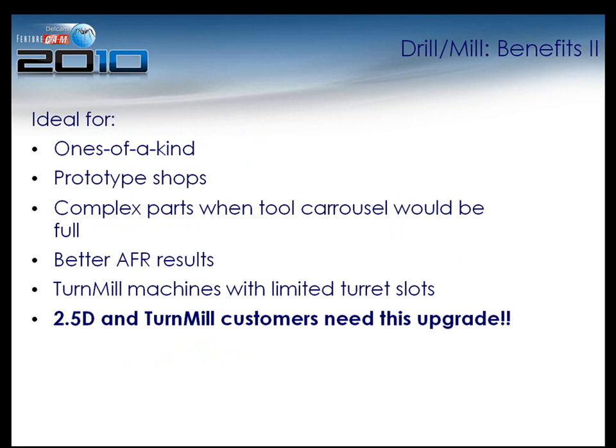The second level of benefits, well, it's ideal for one-of-a-kind parts when you've got to get it onto the machine as quickly as possible. It's great for prototype shops to use. It's also good for complex parts where the tool carousel would ordinarily be full. We get better automatic feature recognition results through the tool selection, and we also have the ability to cope with limited turret slots on terminal machines. This is one of the must-needed upgrades for 2.5D and terminal customers, so this is why you should be looking to update your maintenance.